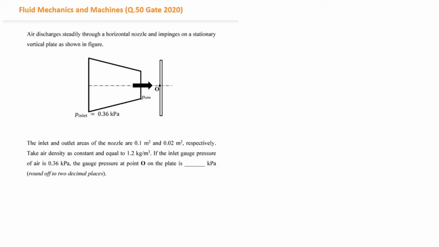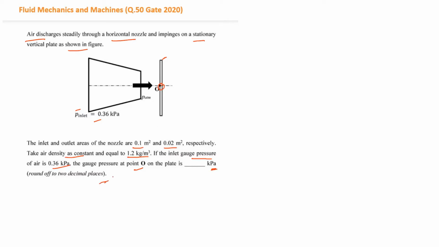Now coming to the question asked in GATE 2020, according to the diagram you can see the fluid the examiner is talking about is air. The air discharges steadily through a horizontal nozzle and impinges on a stationary vertical plate, as shown in the figure. The inlet pressure and the inlet and outlet areas of the nozzle have been given. Take the air density as constant at 1.2 kg per meter cube, and the inlet gauge pressure of the air is 0.36 kilopascal. We have to find the gauge pressure at the point O in kilopascal.